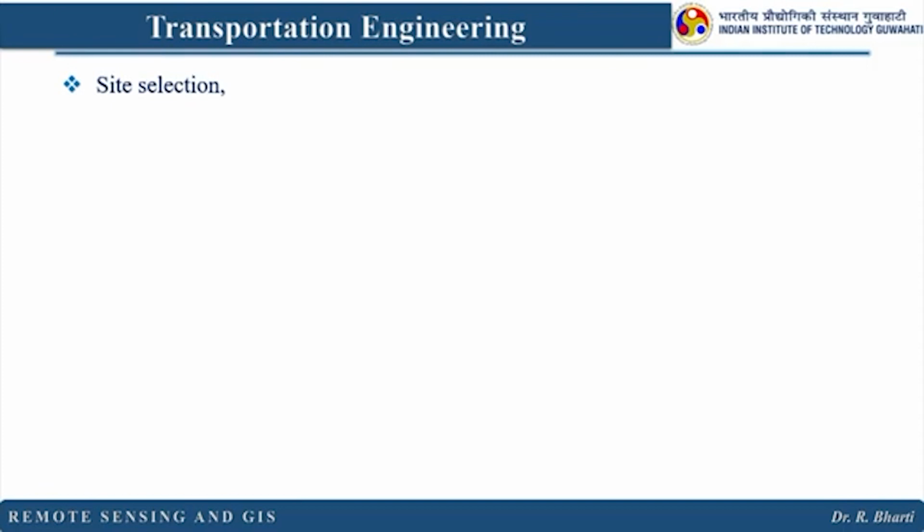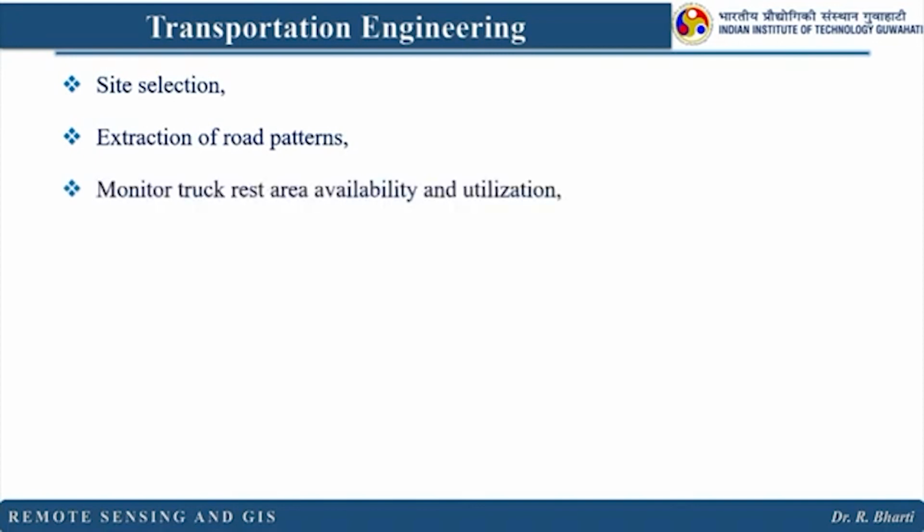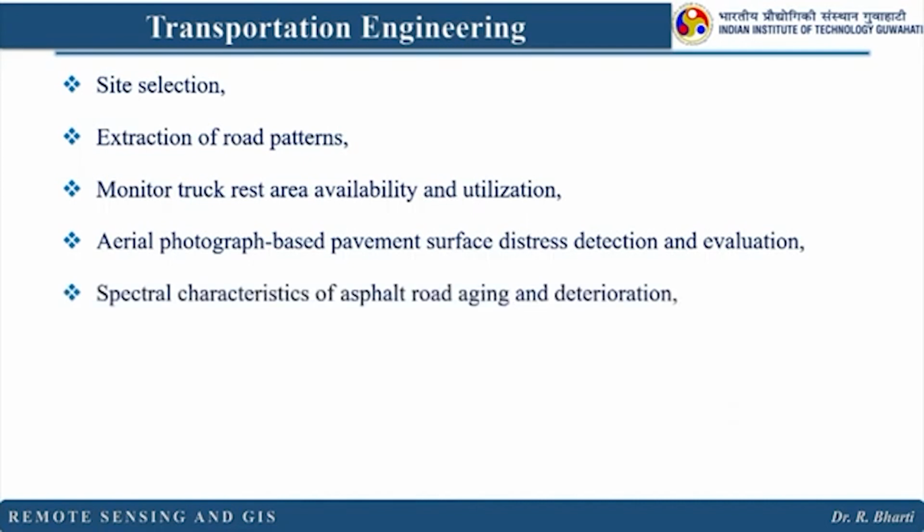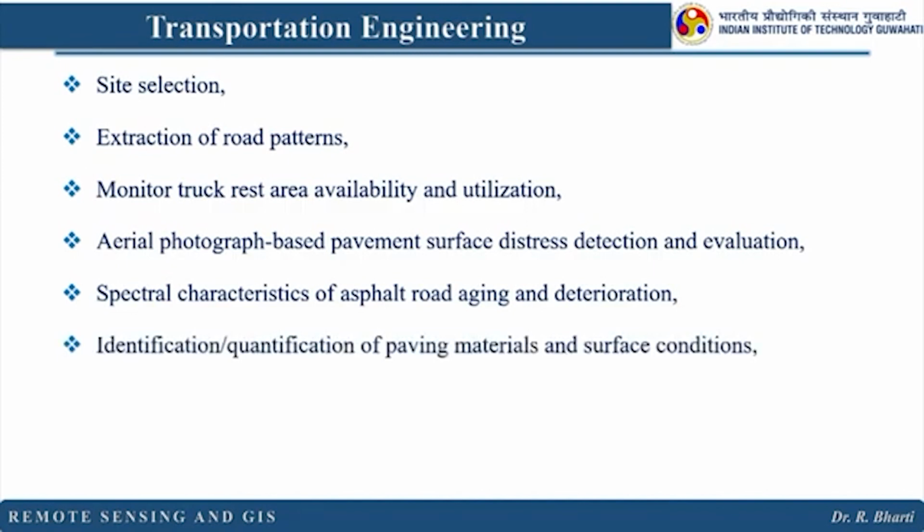like site selection, extraction of road pattern, monitoring truck rest area availability and utilization, aerial photograph based pavement surface distress detection and evaluation, spectral characteristic of asphalt road aging and deterioration, identification or quantification of paving material and surface condition, pavement management and assessment. So these are very important aspects of transportation engineering, and you can think of applying this remote sensing and GIS knowledge in this particular field.